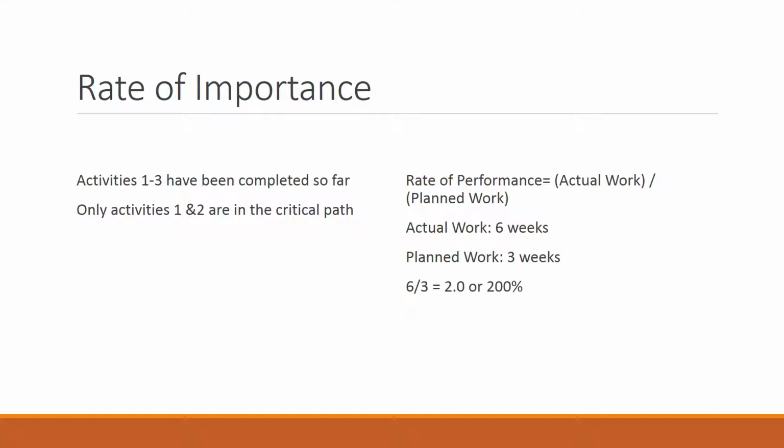Next, we will calculate the rate of performance. Activities 1 through 3 have been completed so far, and only activities 1 and 2 are in the critical path. To calculate the rate of performance, we take the actual work and divide it by planned work. In this case, activity 3 is not part of the critical path, and the data is not used in our calculations. Actual work is equal to 6 weeks, and planned work is equal to 3 weeks. Therefore, we divide 6 by 3 and get 2, or 200%. At this moment, our project is taking twice as long to complete than expected.